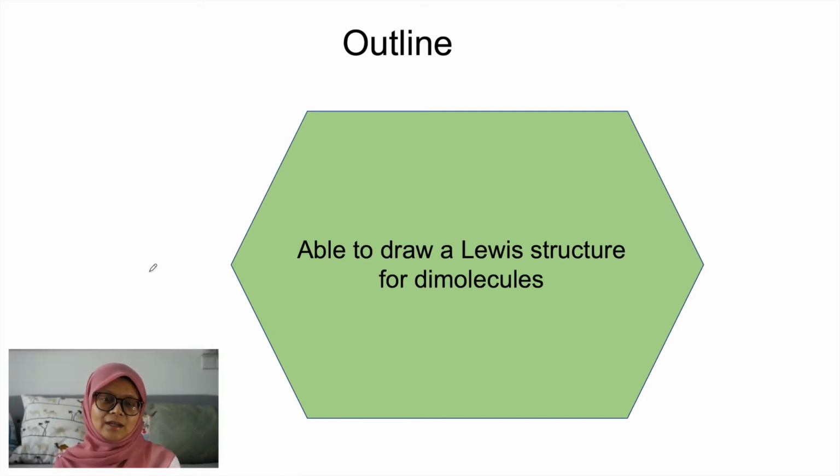Channel. So today we are going to discuss a new topic, which is Lewis structure and also VSEPR, which is valence shell electron pair repulsion, part 1. So for today's lesson, the outline for this part 1 is that after this topic, you will be able to draw a Lewis structure for diatomic molecules.